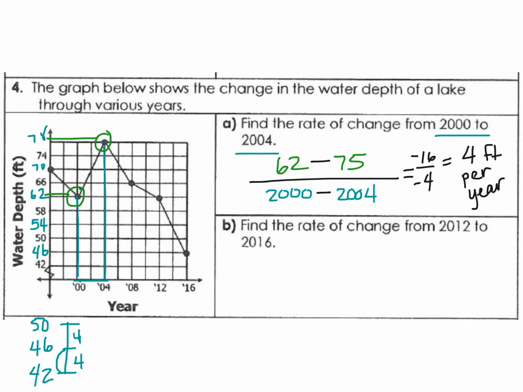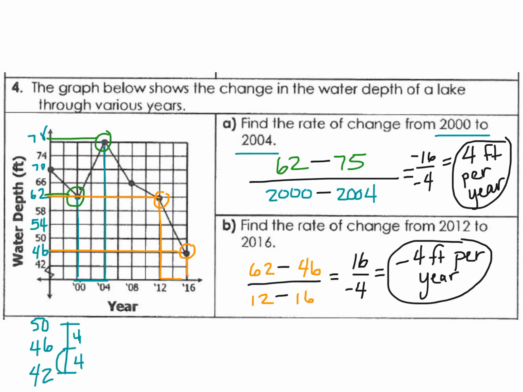All right, so I have completed part B, and I got an answer that is negative 4 feet per year. So what that would mean is that the water depth was going down at a rate of 4 feet per year. It was losing water, or it might have been an extended drought or something like that, okay? All right, so these were our two examples that we're gonna look at that had graphs.